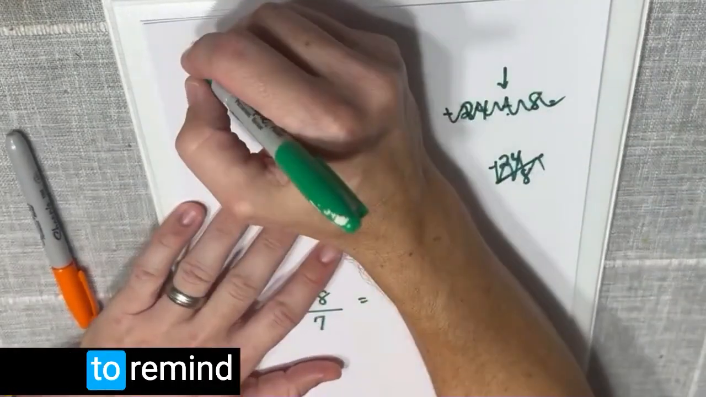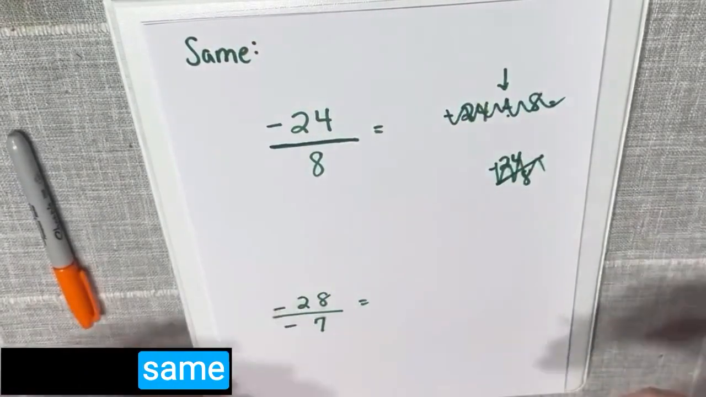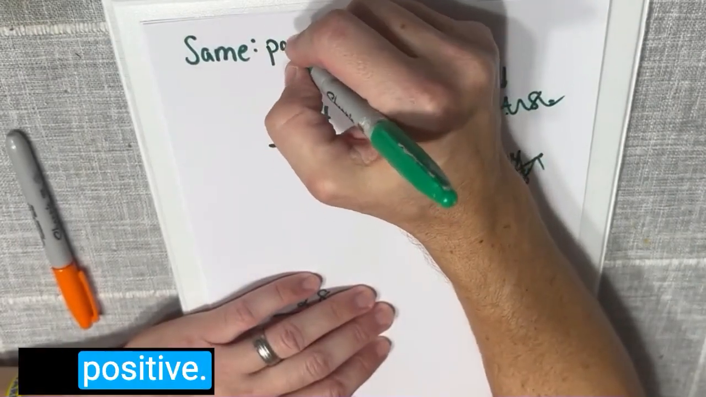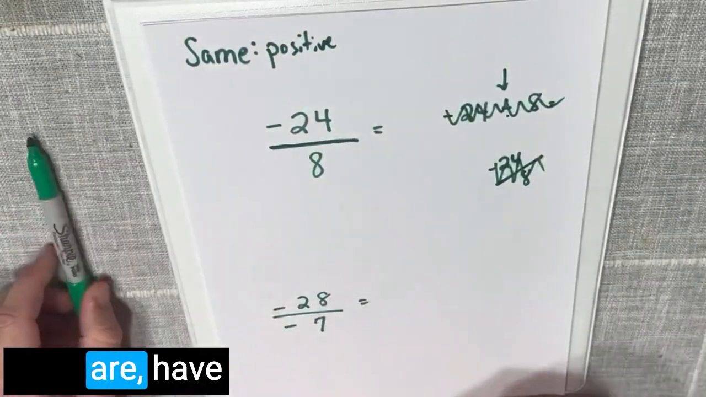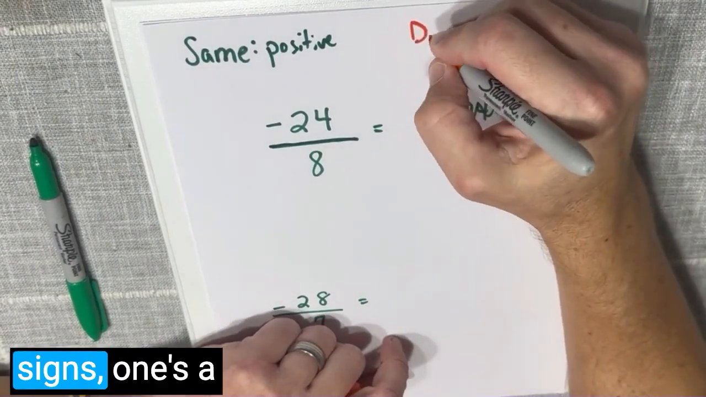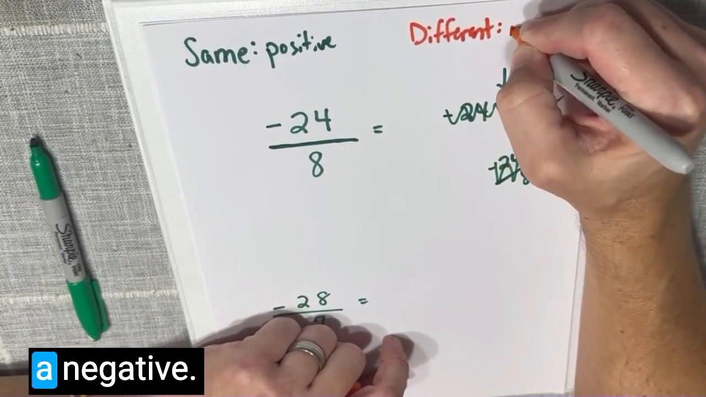Okay, but again, I'm going to remind us up here that if we're dividing numbers that have the same sign, they're either both negative or both positive, the answer will always come out positive. Okay, and if we have two numbers that we're dividing that have different signs, one's a positive, one's a negative, then the answer always comes out as a negative.